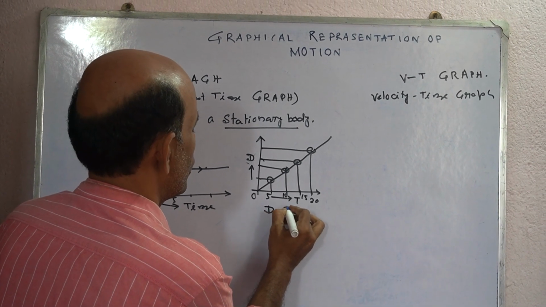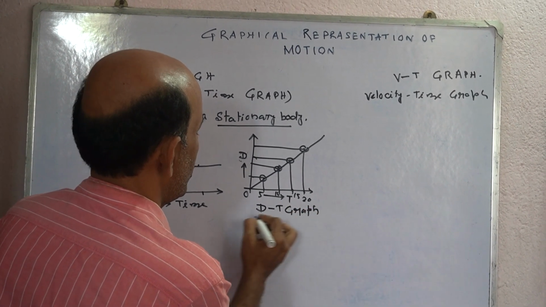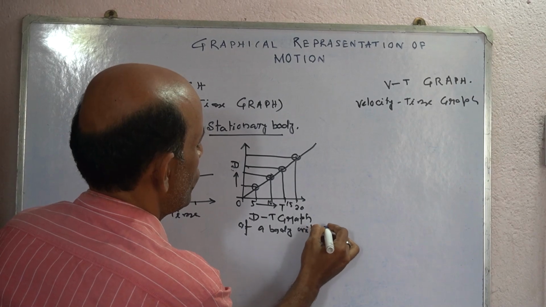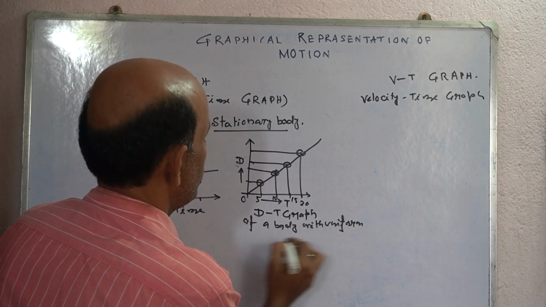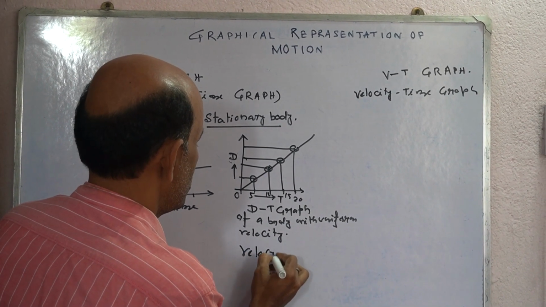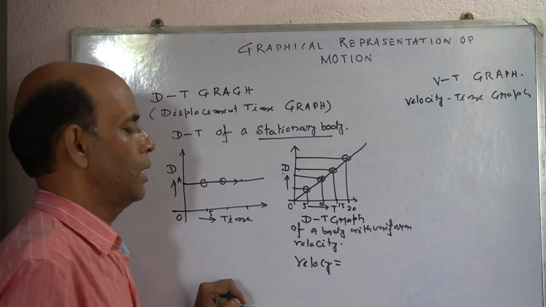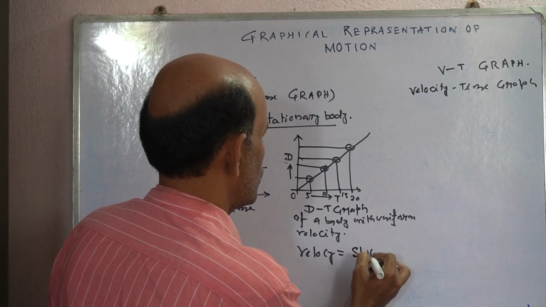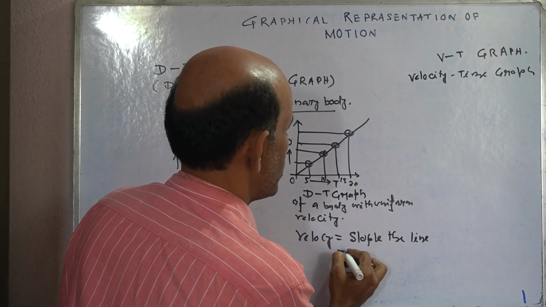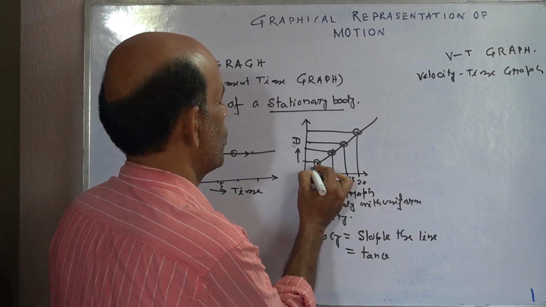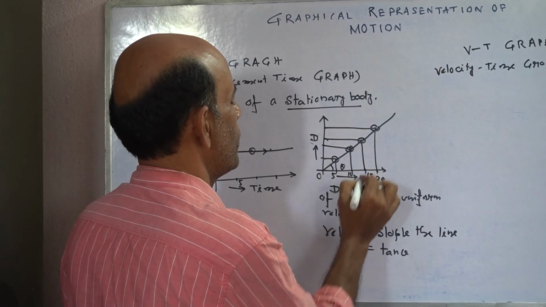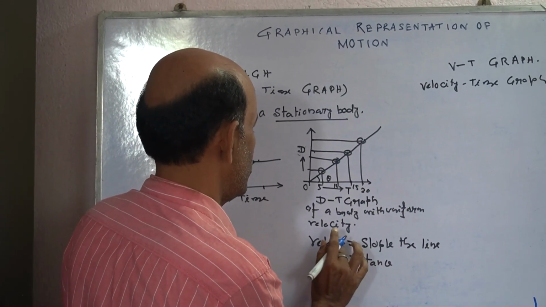This is the DT graph of a body with uniform velocity. And what will be the velocity? Velocity will be the slope of the line. Slope of the line means tangent, tan theta. Positive inclination is theta, tan theta. That means perpendicular by base.